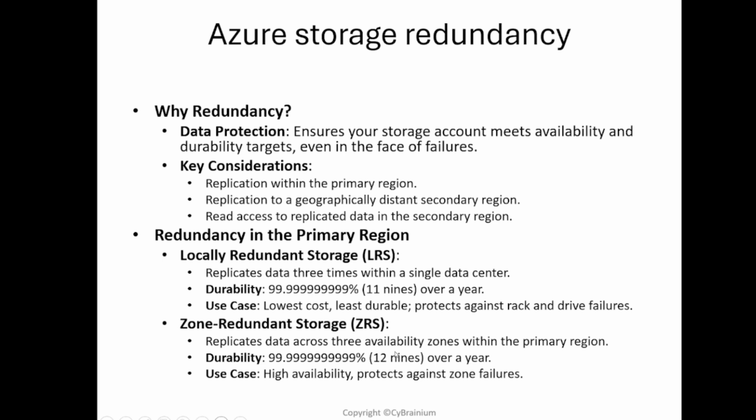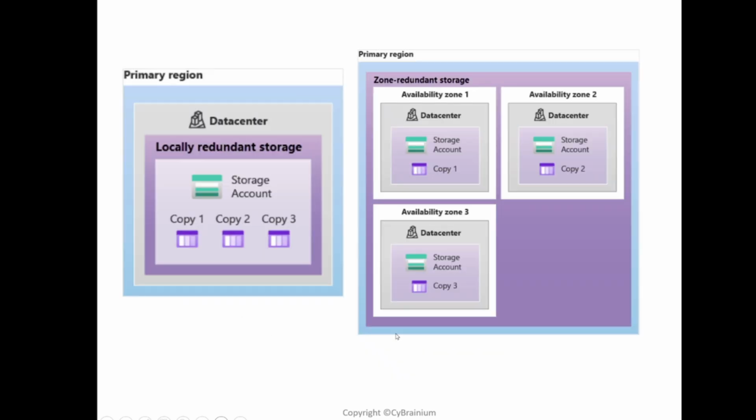Now, if we talk about the use case for locally redundant storage, LRS, it is the lowest cost, the least durable, and protects against rack and drive failures. ZRS is high availability and protects against zone failures. LRS also has three copies, and zone redundant storage also has three. We'll talk about this in the upcoming slides.